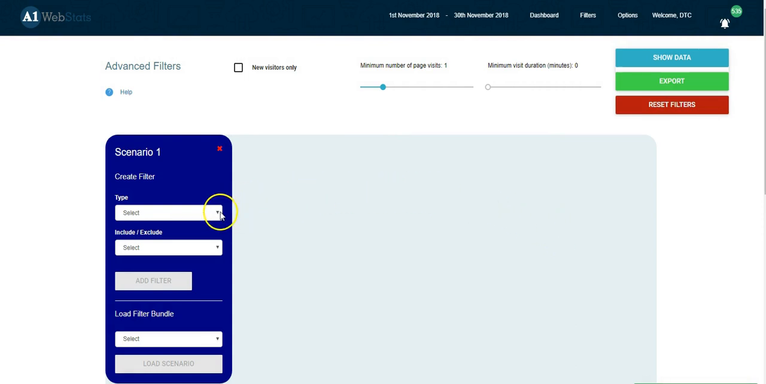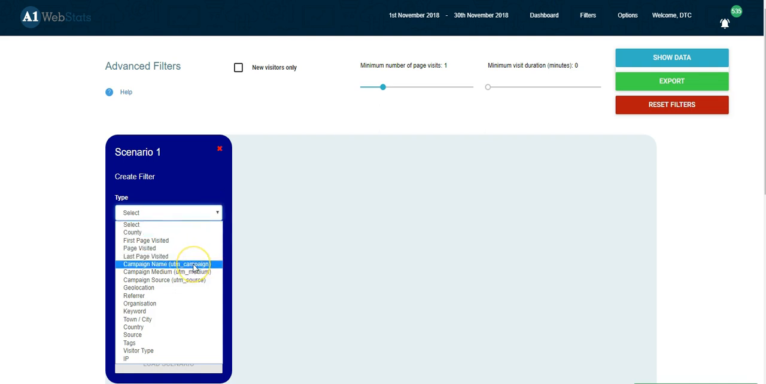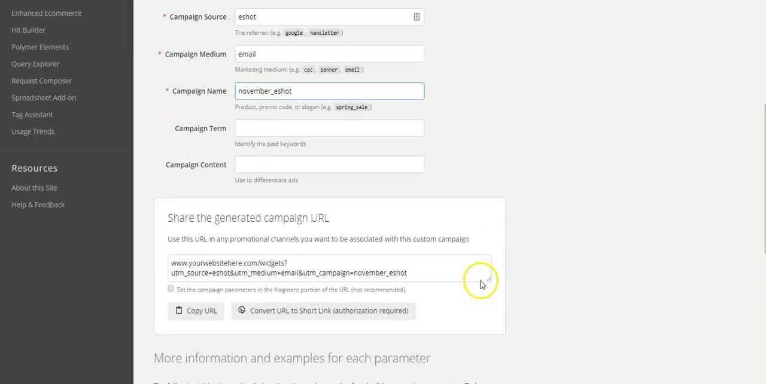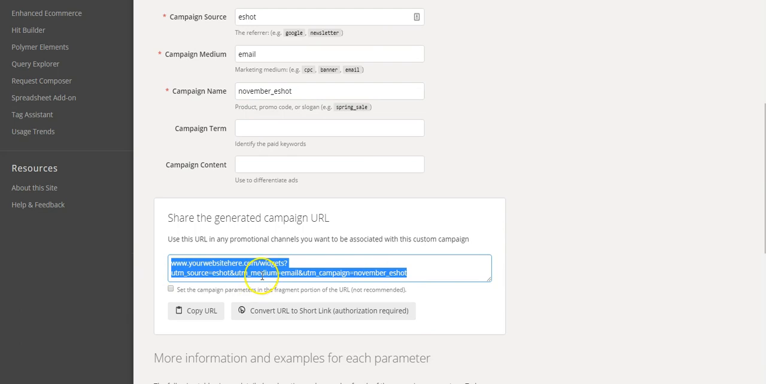Now this uses UTM parameters. You can see these three parameters here, and these are ones that you can set up when creating your email campaign. If you're not familiar with these, they're very standard Google tools, and you put in your website URL and you put in various parameters here, and that gives you a URL that you can use within your emails. When our system sees those parameters, it will then be able to track each of those people and what they looked at page by page after landing.